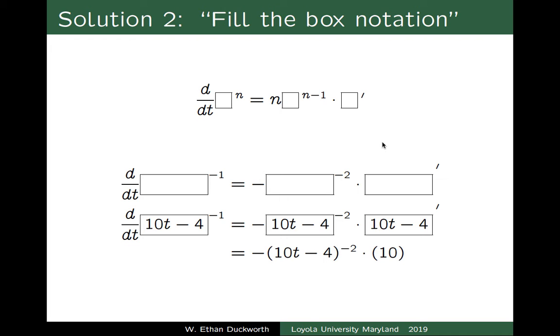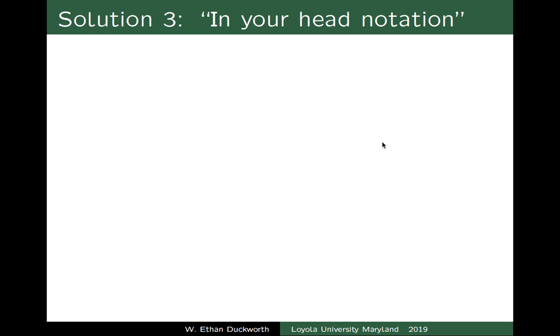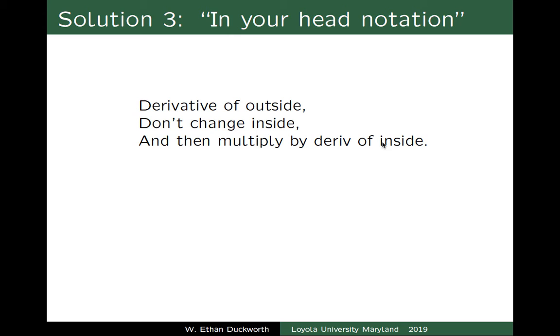Okay, so let's do it one more time, and this time I'll use what I call the in your head notation. What I mean by that is that instead of writing down either boxes or z's, you just remind yourself when you're looking at the formula, this part is inside and this part is outside. And then you say something like, take the derivative of the outside, don't change the inside, and then multiply by the derivative of the inside. I usually color code this, at least when I'm showing students. Maybe once somebody's good at it, they don't need the colors.